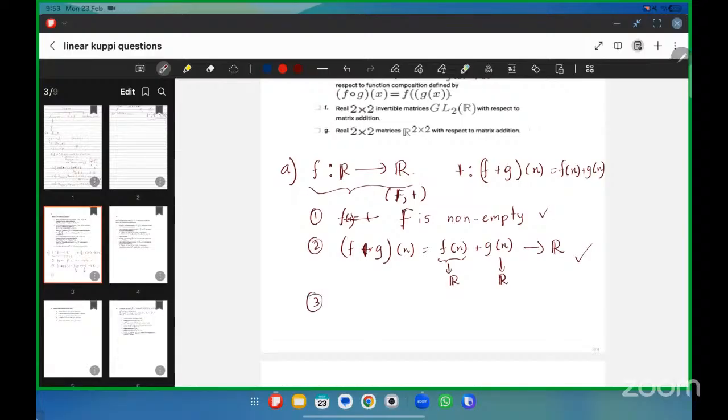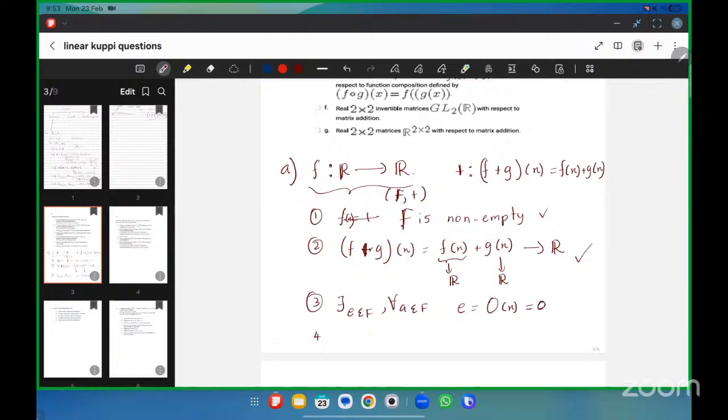The first two conditions are satisfied, and the third condition is there must exist an identity element. So there should exist an identity element from that set, for all elements in that set. So here the identity element is 0. 0 means here a function, so the identity element should be a 0 function. If we add anything with 0, we get the same result.